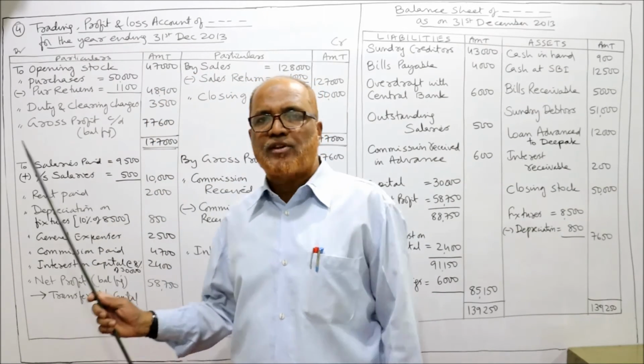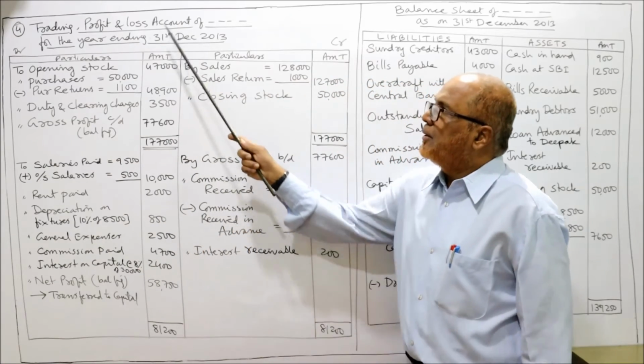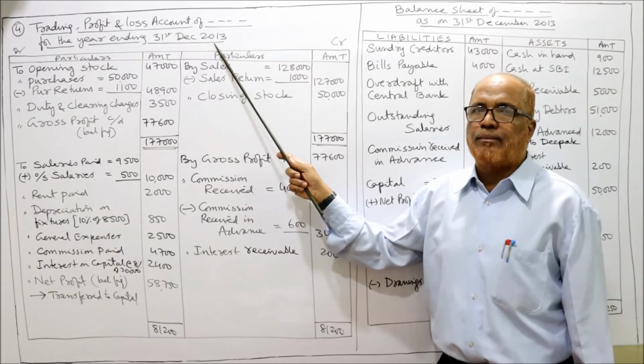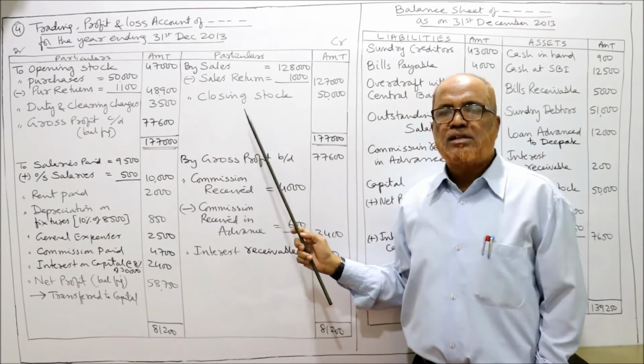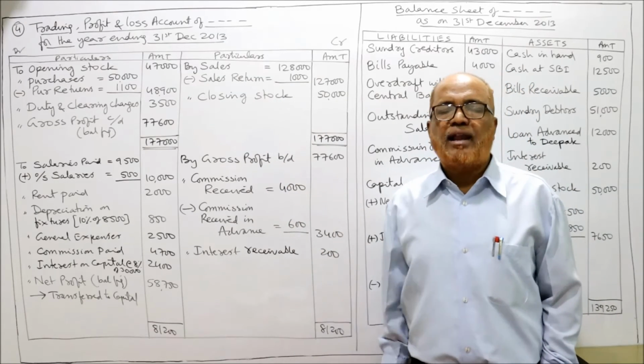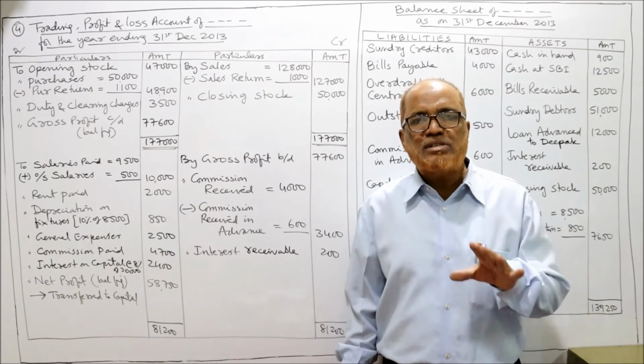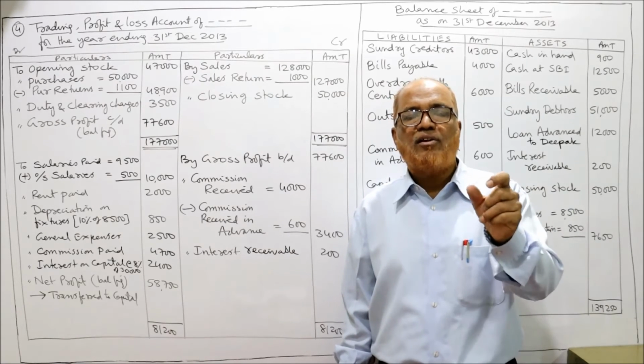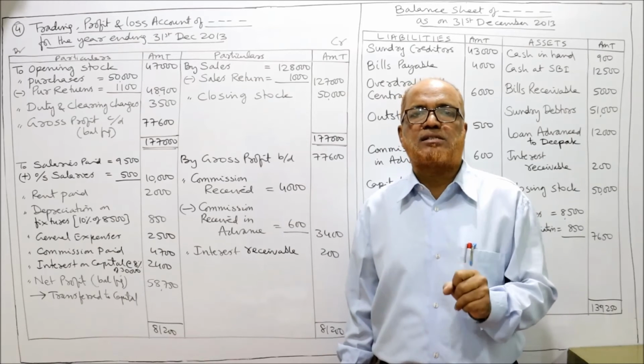Now the presentation of the solution will be like this. Trading profit and loss account of Dash for the year ended 31st December 2013. On the credit side you see first, sales. Sales are given as 1,28,000. From sales, we have to deduct sales return. So it is given as return from customers.